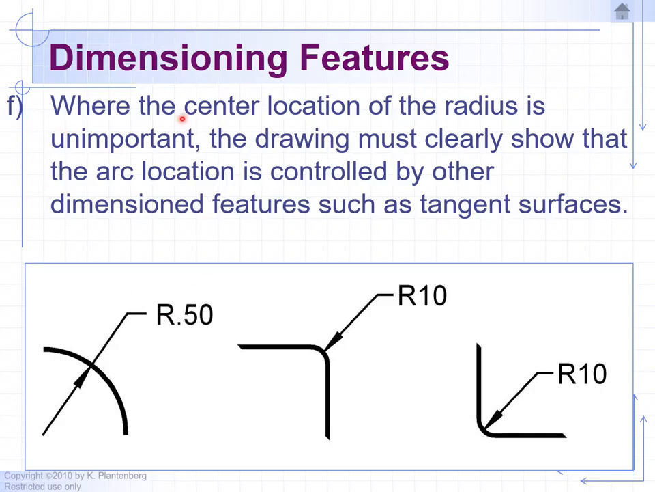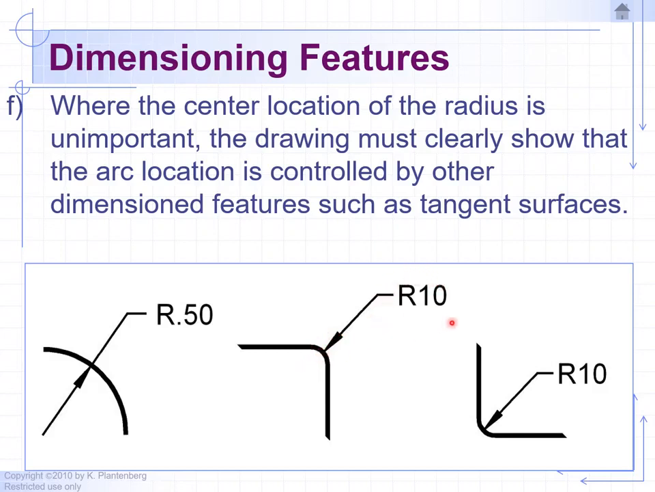Where the center location of the radius is unimportant, the drawing must clearly show that the arc location is controlled by other dimension features such as tangent surfaces. So this is what you typically see most of the time. For example, the corner of a table, right? You round it off to avoid having a sharp corner where somebody bumps themselves and creates a bruise or a cut. So you round it off, and we assume tangency with the straight line. This is what you typically see with a round corner, also referred to as a fillet or an arc. And it doesn't matter if you place the arrowhead on the outside or the inside. It's typically placed on the outside, but it may also be placed on the inside.